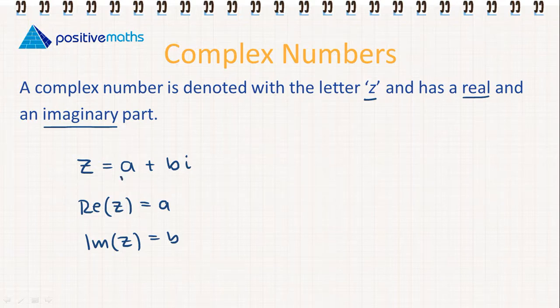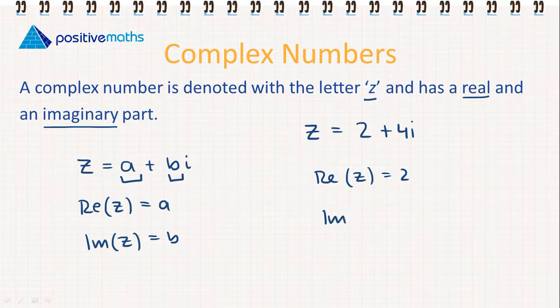Just to note, this is our real part, this is our imaginary part. When we're talking about the imaginary part of the number, we don't say that it's bi, we just say that it's b. So let's look at an example. We could have Z is equal to 2 plus 4i. So the real part of Z is equal to 2, and the imaginary part of Z is equal to 4. Just as a side note, I'm writing Z like this, just so we can make sure to identify that it is a Z and not a 2, because they look very similar.